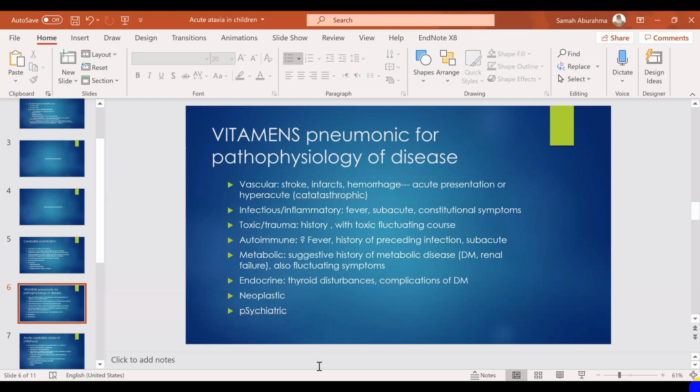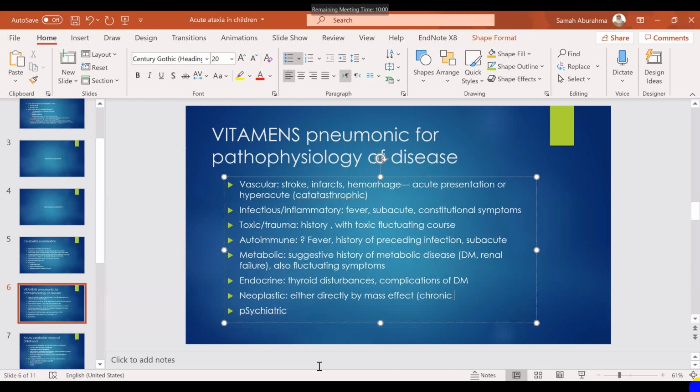Neoplastic. How can tumors affect the central nervous system? Either directly, right? Maybe a mass occupying lesion. By mass effect. And this is usually a chronic presentation. Wow, time went by very fast. We may have to do maybe another 10 minutes, borrowing from another session. Anyway, we'll see what happens. Either directly by a mass effect in tumors, chronic presentation.